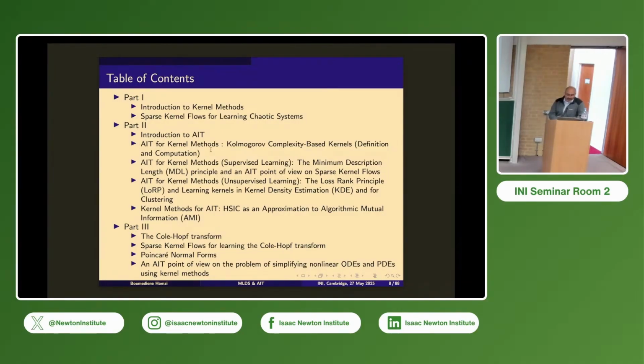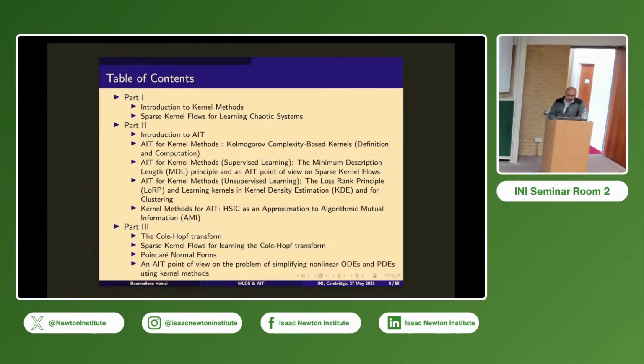We'll talk about kernel complexity-based kernels, how we define them, and how to compute them. Then we'll see how to use the principle of minimum description length to reformulate sparse kernel flows, and show that sparse kernel flows is a natural way to learn kernels from data that follows directly from AIT. This is supervised learning. The other application is AIT for kernel methods applied to unsupervised learning.